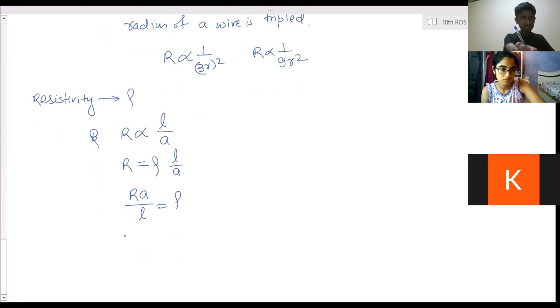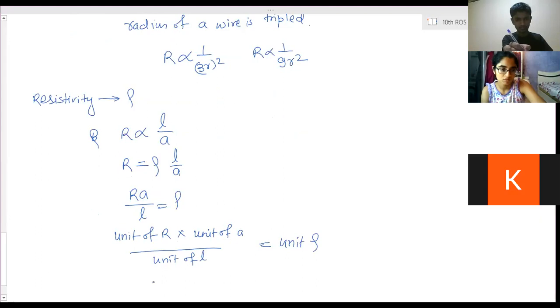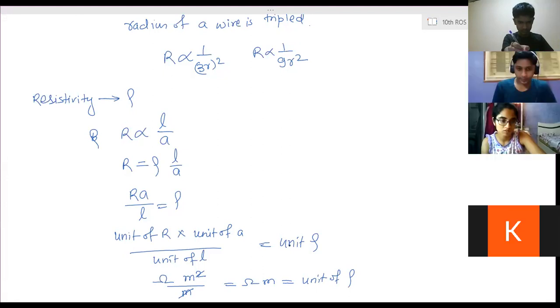So the unit of rho is the unit of resistance into unit of A divided by unit of L. Resistance is ohm, area is meter square, length is meter. So a meter cancels, and ohm meter is the unit of rho. Clear? Yes, ma'am.